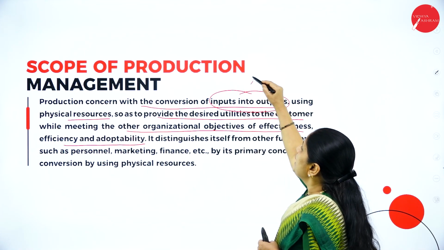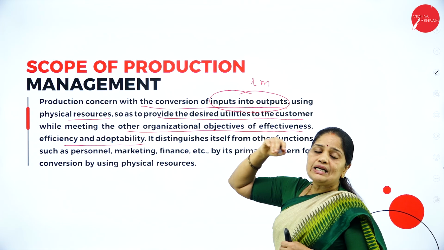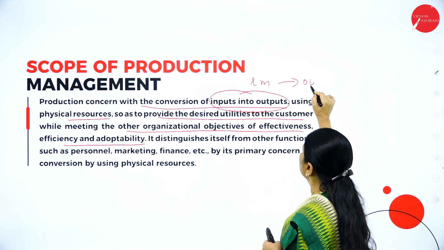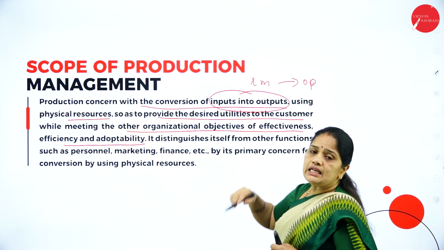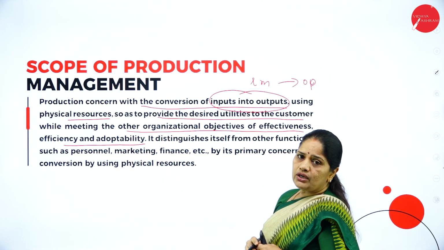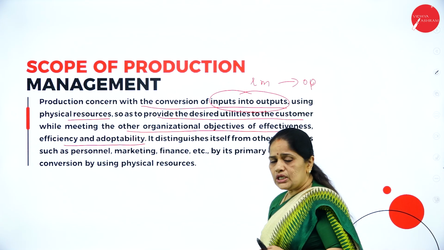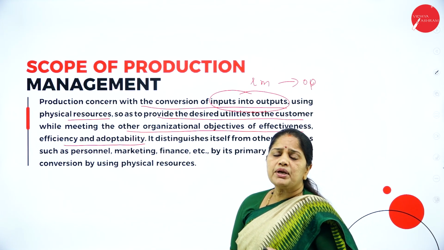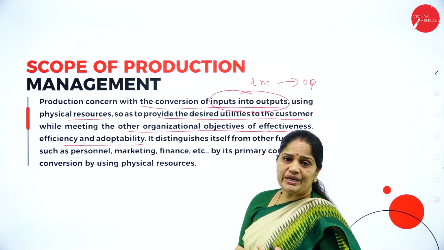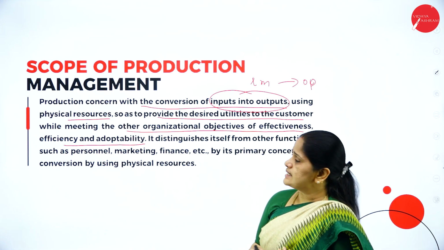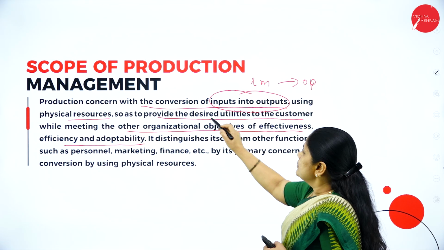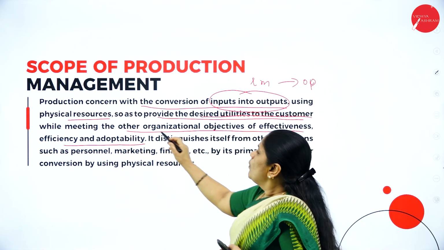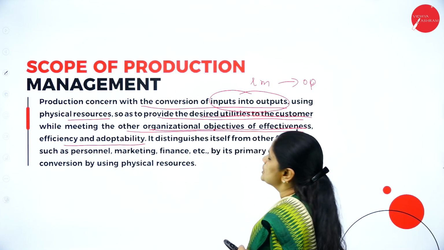Whatever raw materials you are putting into the machinery will be converted into the output using the physical resources. So, you are making use of physical resources. It is not only the raw materials; you are making use of various other resources. It may be the financial resource, human resource, time resource, etc. So, you are producing the desired utilities to the customer while meeting other organizational objectives.